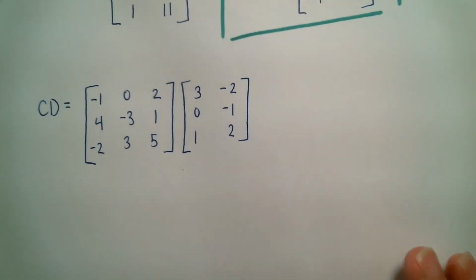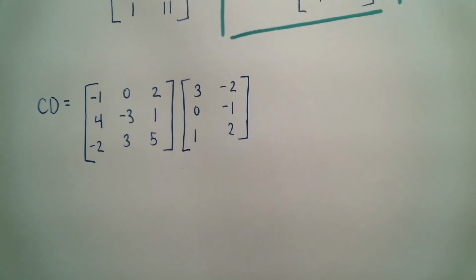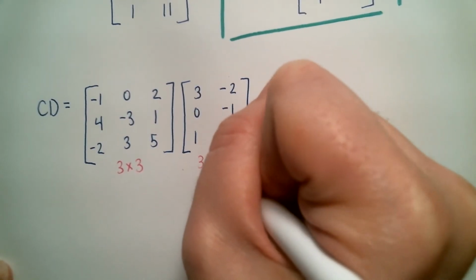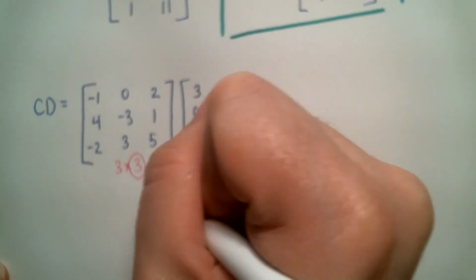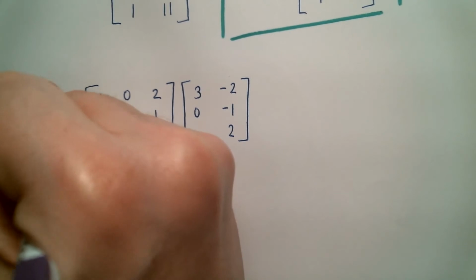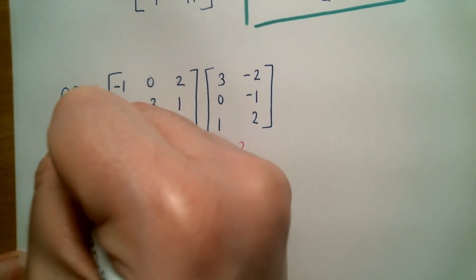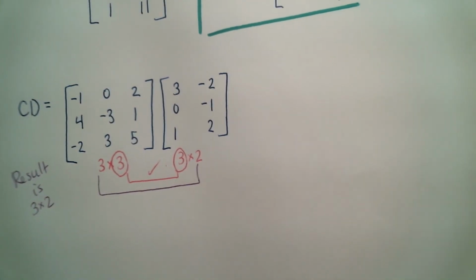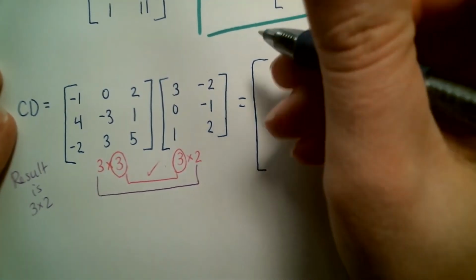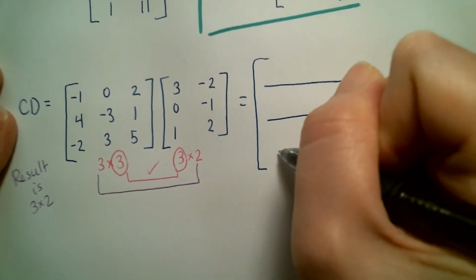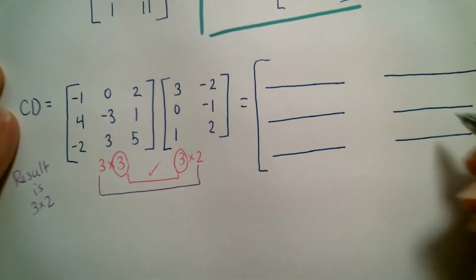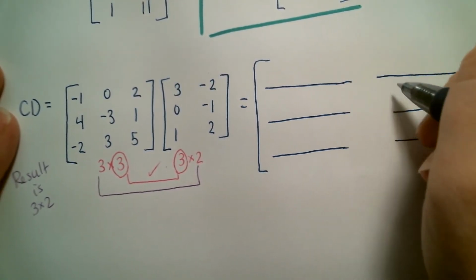Again, first thing we've got to check is to make sure we can actually do this multiplication. So this is a 3 by 3 matrix. This guy is 3 by 2. The inner numbers match, so we're good to go. We can multiply, and the result is going to be a 3 by 2 matrix. Go ahead, map it out. So we are going to have 3 rows, 2 columns, just like we did before. So our final matrix here is going to look like this for this part.